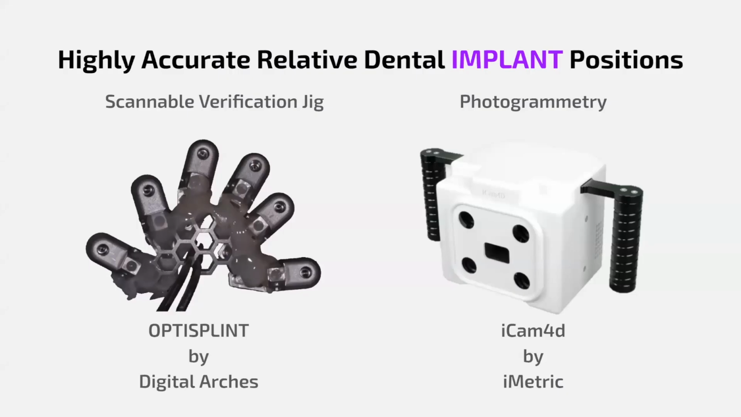And of course, being able to have highly accurate relative dental implant positions. And of course, the OPTISPLINT is our first choice because we manufacture that. But photogrammetry is also a great option as well, especially if you're using one of the better versions of photogrammetry like the iCam 4D.